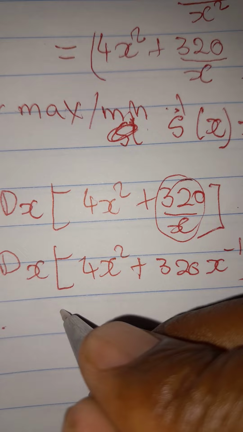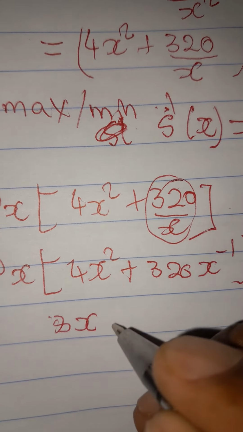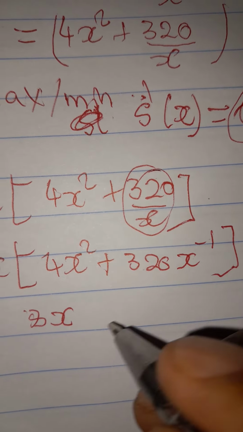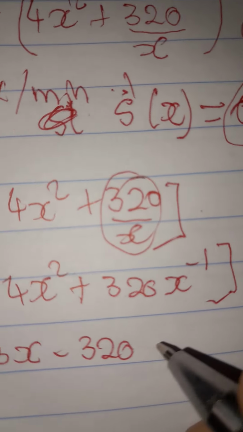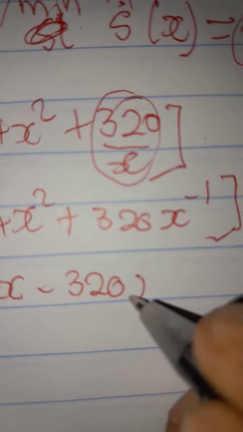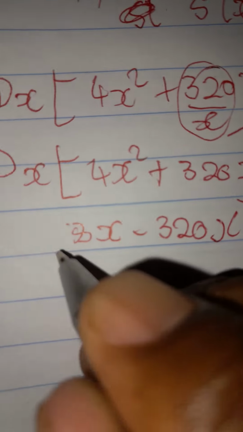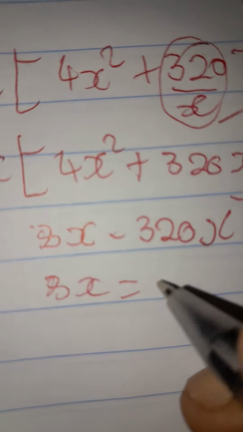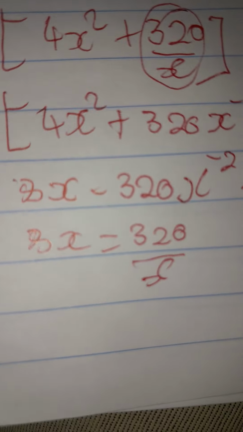In this case, we are going to have 4 times 2, which is 8x, 2 minus 1 is x. Then we're done with this. 320 times -1, it will be -320. Then -1 minus 1, that will be -2. Then we're left with 0 there, equated to 0. Take this to the right hand side, it will be 320 in a positive exponent divided by x squared.